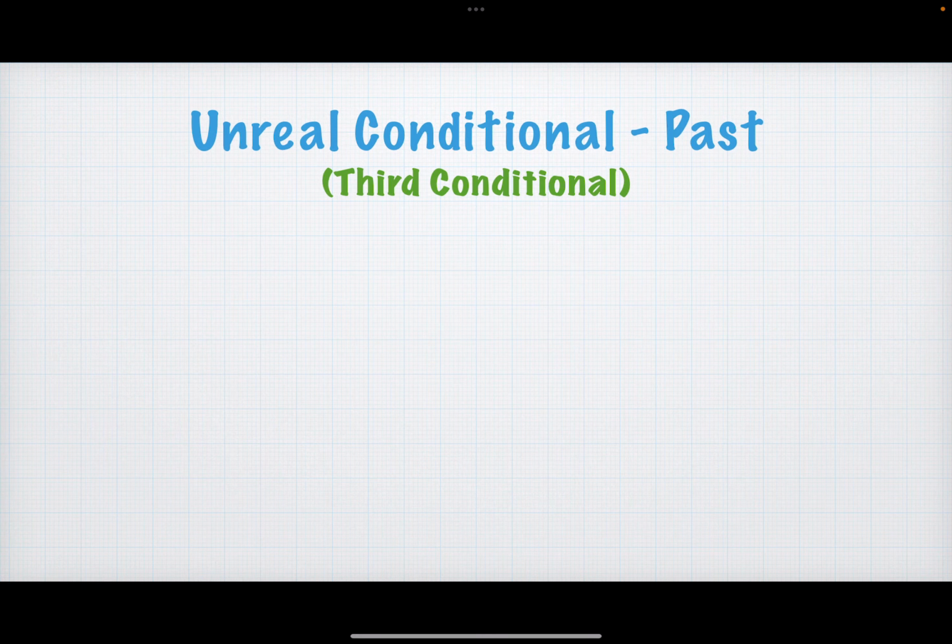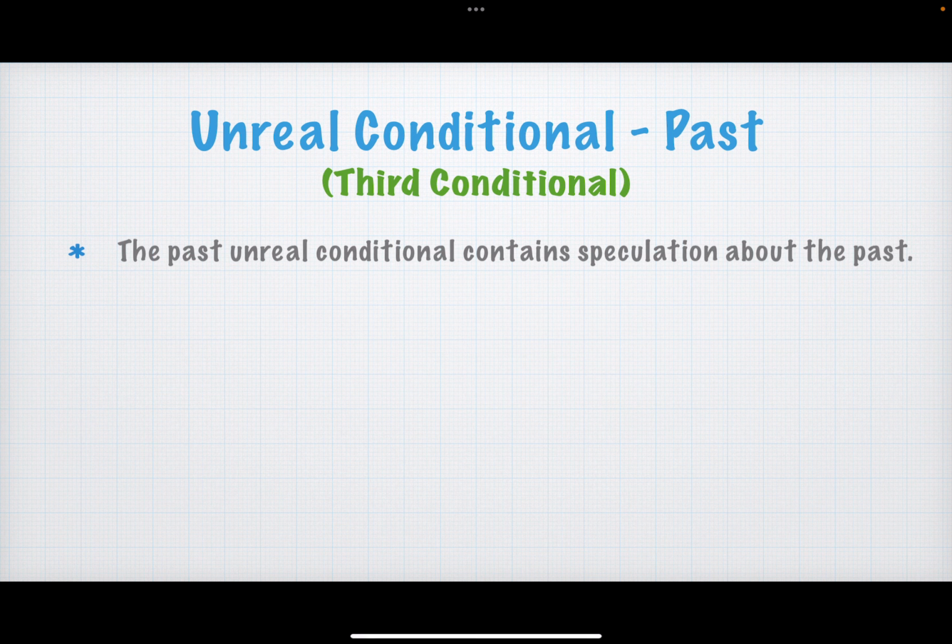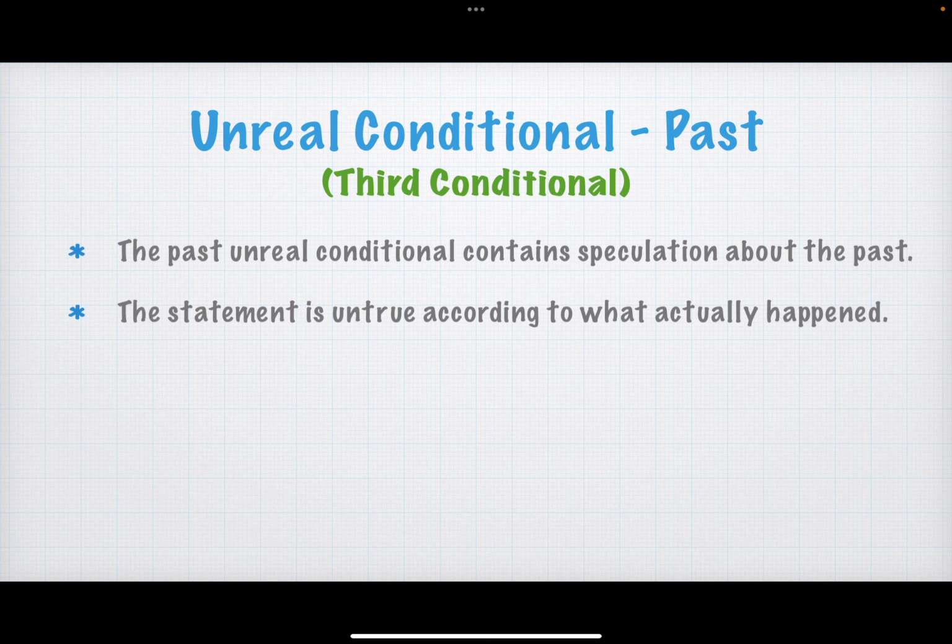All right, let's talk about the unreal conditional for the past, or the third conditional. The past unreal conditional speculates about the past. In other words, it makes a guess about what might have happened in the past. However, the statement is always untrue according to what actually happened. This is kind of like the time machine conditional. If you had a time machine and you could go back and change the past, how might it be different? What would you have done differently?